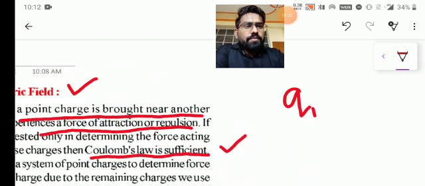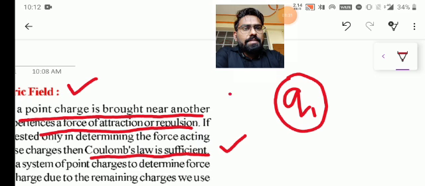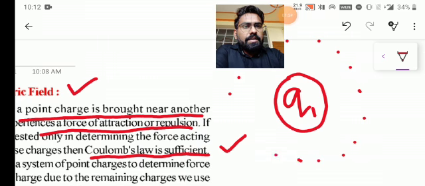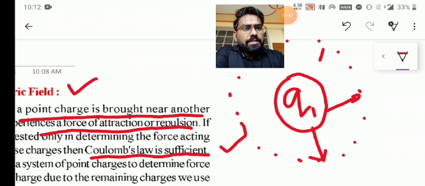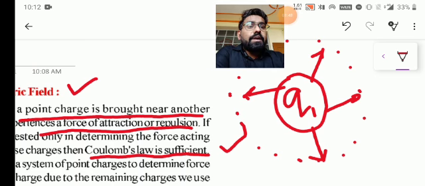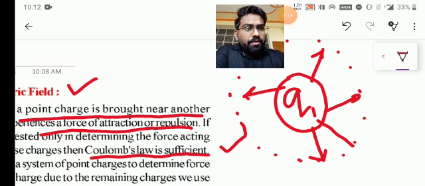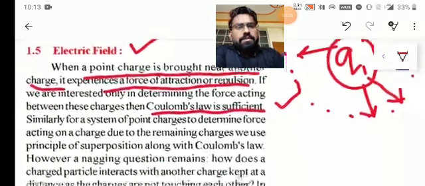Here is a charge Q1, and this is the surrounding area of the charge Q1. In that surrounding area it experiences some forces in this direction, in this direction, and in this direction. So this surrounding area is called the electric field. What is the intensity? You know that if we go away from the charge, then the electric force becomes weaker compared to the near one. It means the intensity becomes weak. So it's all about the electric field.